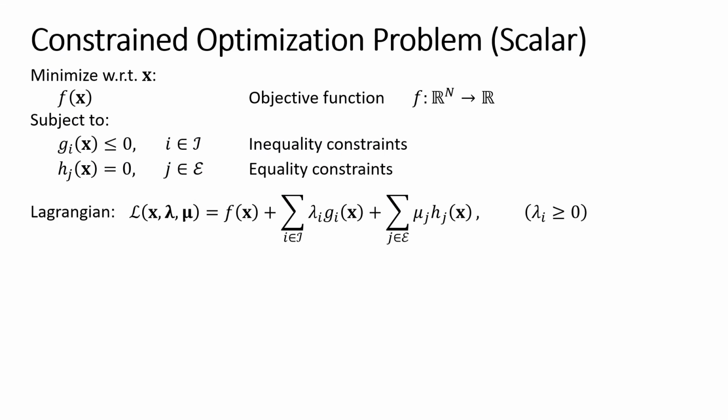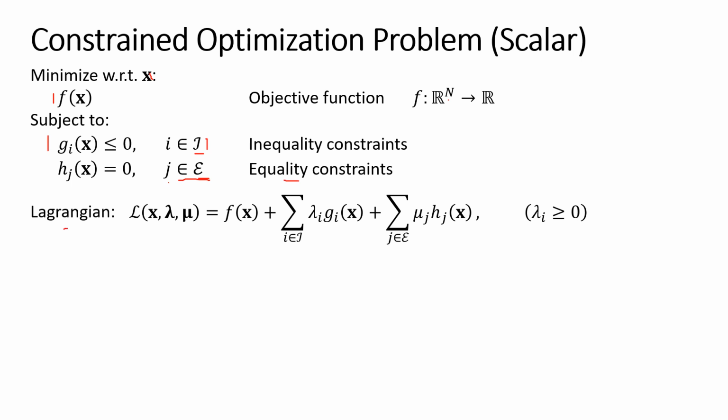Constraint optimization problem. So we minimize with respect to x, which is in n dimensions, the function f of x subject to the inequality constraints g_i(x) is less than or equal to 0, i belongs to script I. This is the set of inequality constraints. And h_j(x) is equal to 0, where j belongs to script E, that's the set of equality constraints.